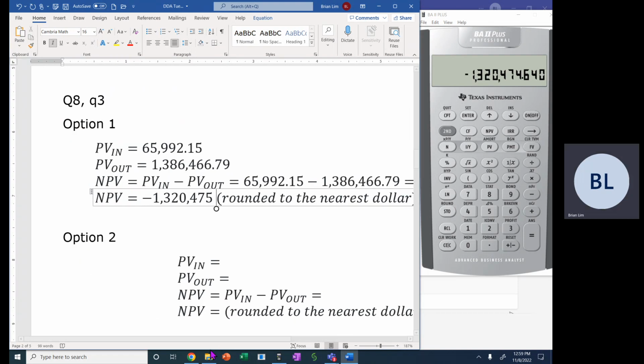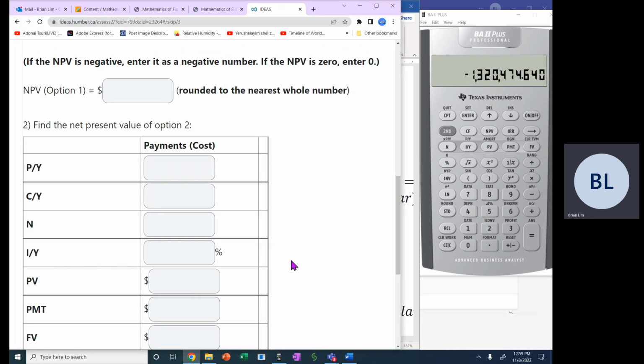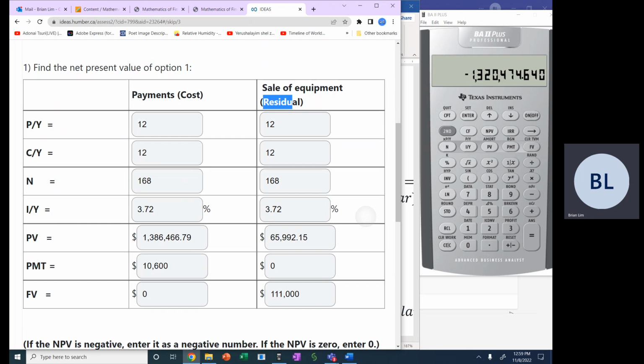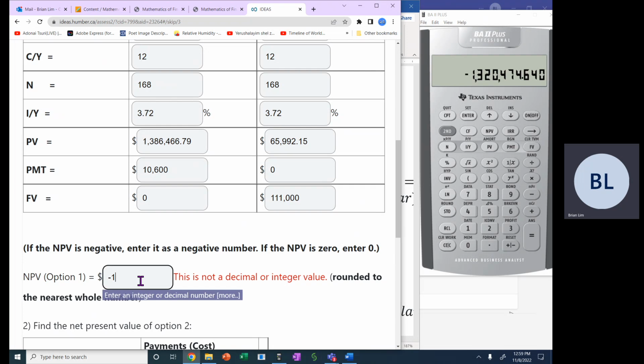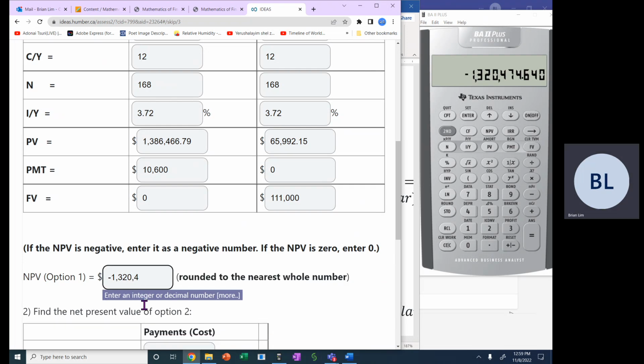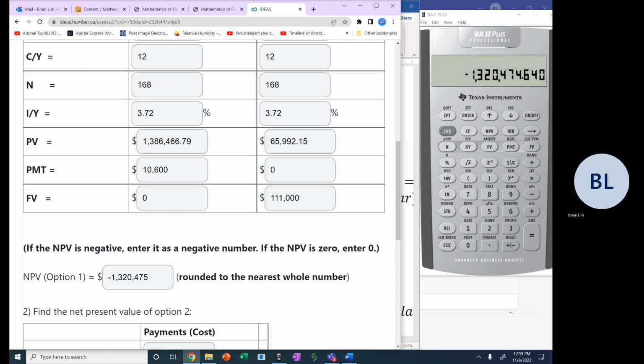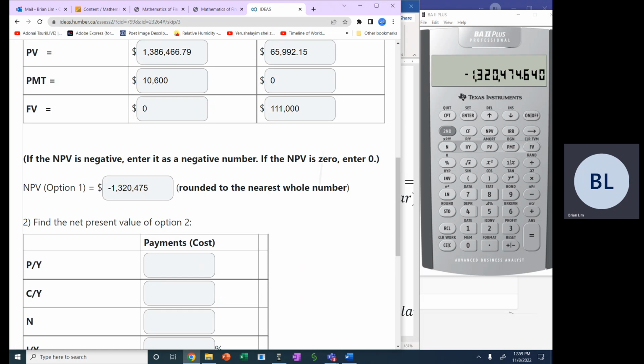That is the number. We will go back now and insert it into the question, which is right here. The net present value is negative $1,320,475. So that is the number for option number 1. We're finished with that.